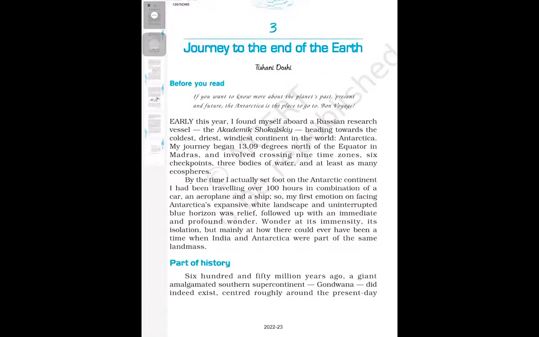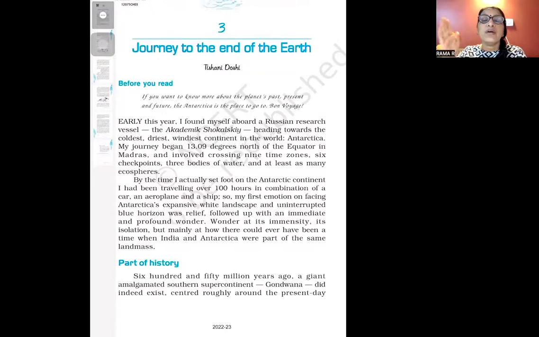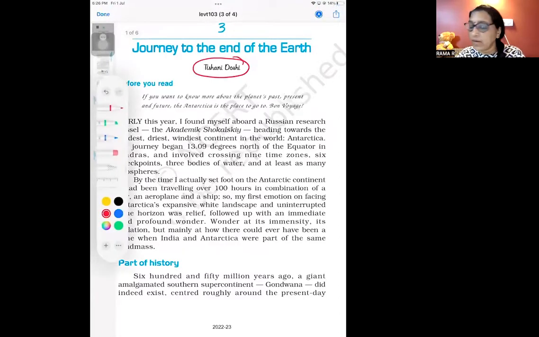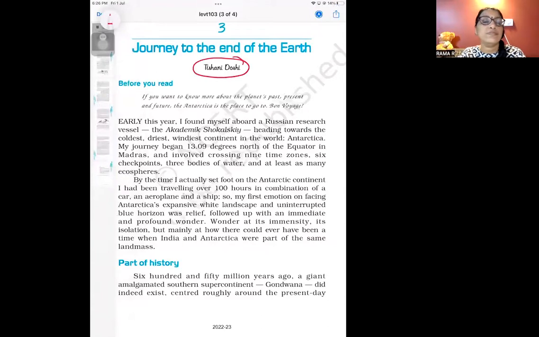If you want to know more about the planet's past, present, and future, the Antarctica is the place to go on to. Bon Voyage. Bon Voyage जो है, it's a French term. It's used for a journey by water. Early this year, and the writer is Tushani Doshi. You have to keep everything in your mind.